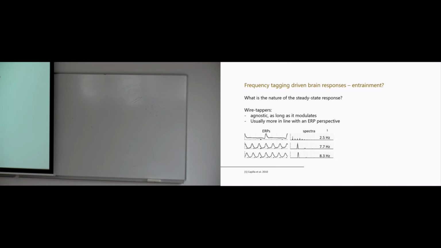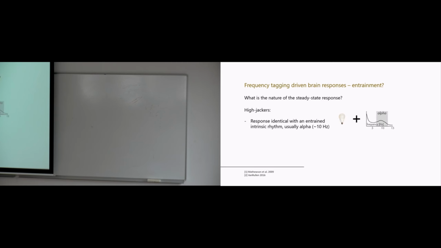But of course, there's another perspective, that of the hijackers, and I should maybe first talk a little bit about the motivation to take on this perspective in the first place. And that is that the response in the eyes of a hijacking perspective is basically identical with some form of an entrained endogenous rhythm. So the brain produces 10 hertz on its own, and with the rhythmic stimulus, we just tap into that, and we start forcing that into phase.